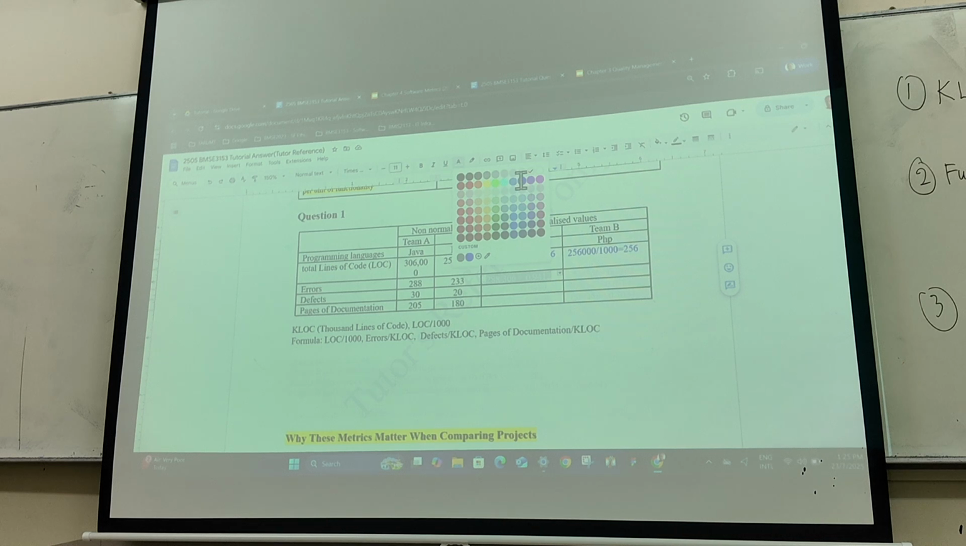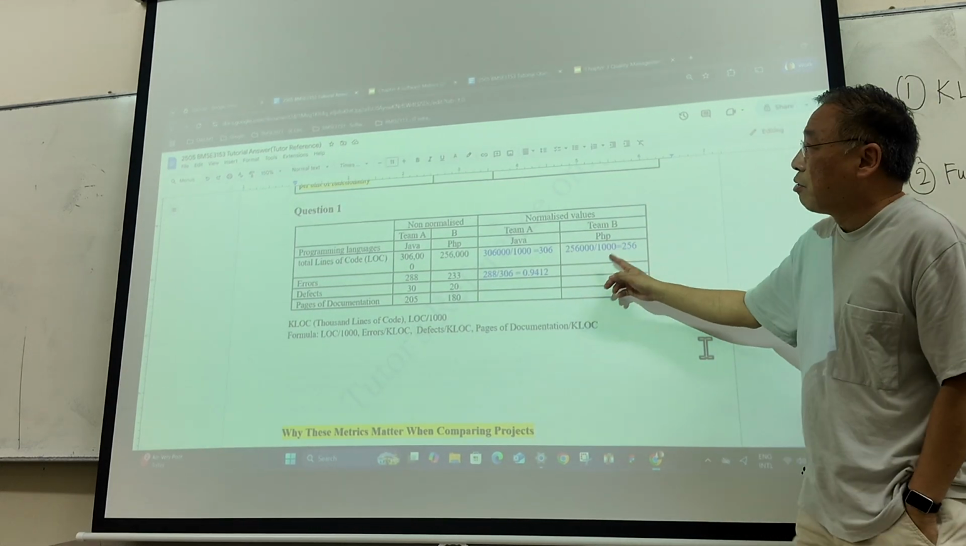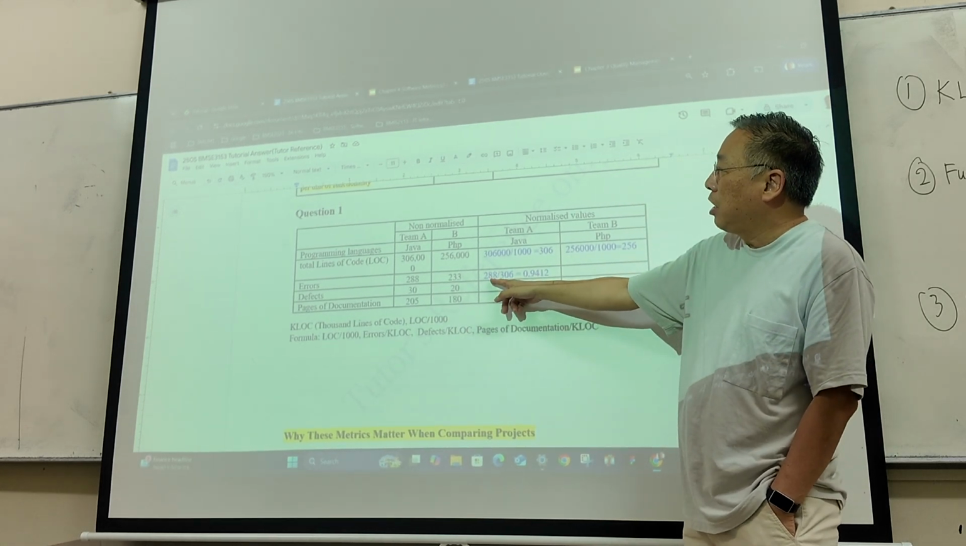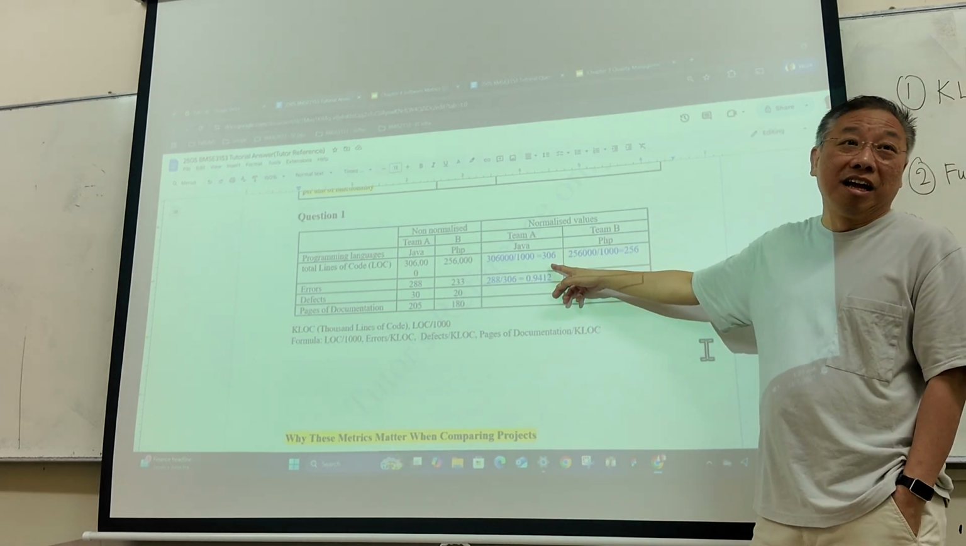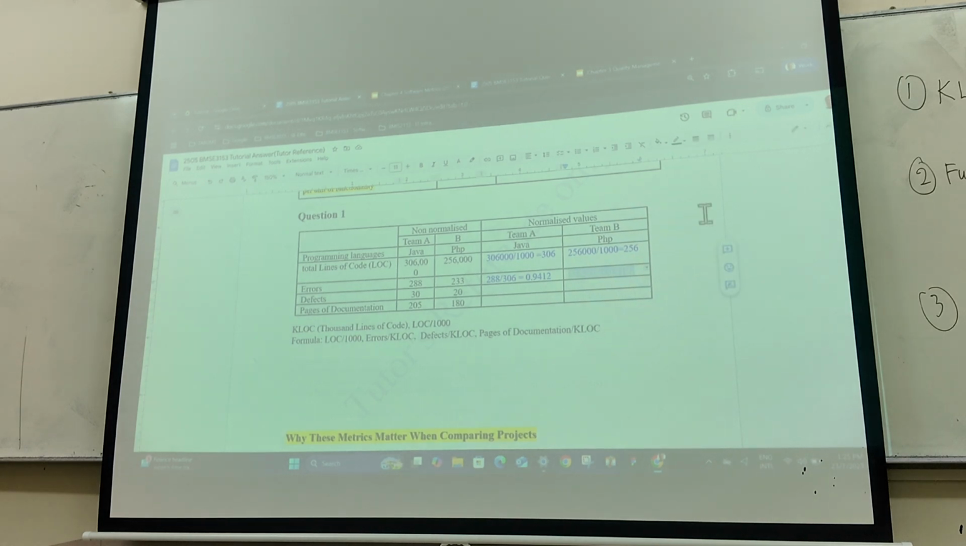Okay. So this one, you take 288 divided by 306 because now that you've normalized the number, you can take the number of errors divided by 306. So you want to see how many errors you get in 306 lines of code. That's what it is basically. Then you get a number 4.9412. Then you do the same for project B. You take 233 divided by 256, because that's the lines of code.